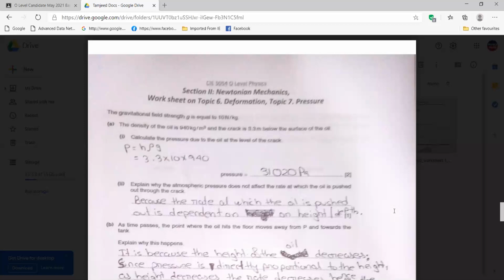Sir, may you repeat the last sentence you said? Yeah, what I said, sum up. Atmospheric pressure is the same at both ends of the crack, or atmospheric pressure is working at both ends of the crack. That's the main point.